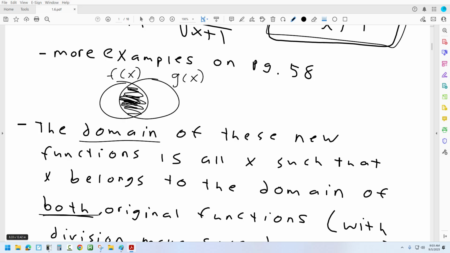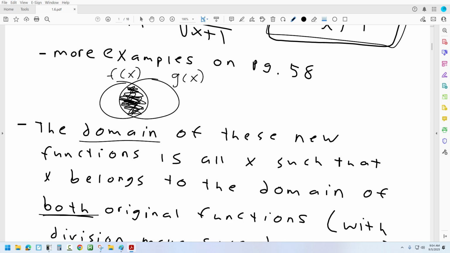Now, there's only one little trick we have to be careful of, and that's with division. When you take f of x and g of x and combine them with addition, subtraction, multiplication, no problem. You can pretty much follow the concept of that diagram. But with division, you could create a problem that only comes up with division.